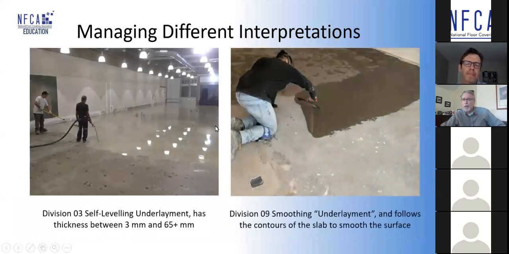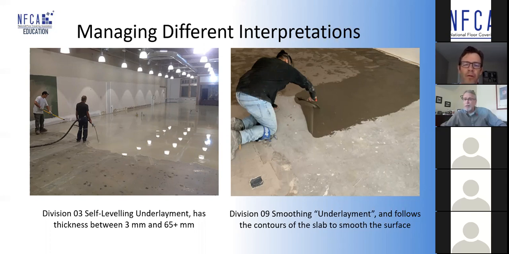So again, this is about different interpretations of the same word. For division 3, if the constructor was to ask division 3, did you include for underlayment? The trade could answer no, if self-leveling underlayment was not specified in division 3. So a contractor goes to the division 9 trade and says, did you include for underlayment? And the trade says, well, sure I did, I do that all the time, because they are referring to smoothing underlayment, which is trowel applied, not poured and settled on the surface of the slab.